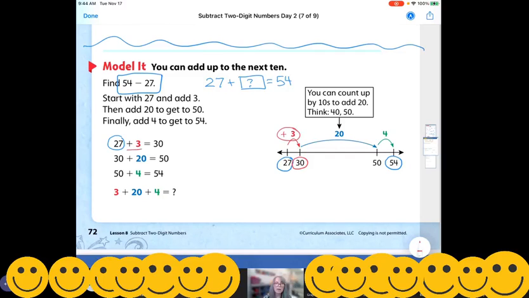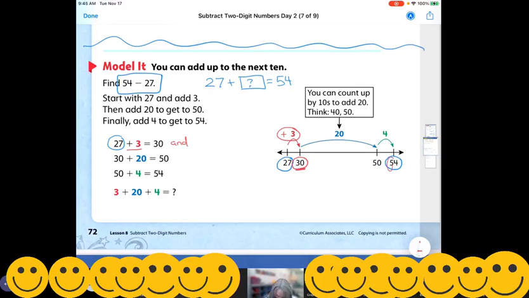Remember, they're keeping track of all of our steps. So we did 27 plus 3 is 30. I'm going to write the little plus next to it because that tells me I have another step to do. Now I'm at 30. And remember that little trick I told you, which 10 are we going to hop to?